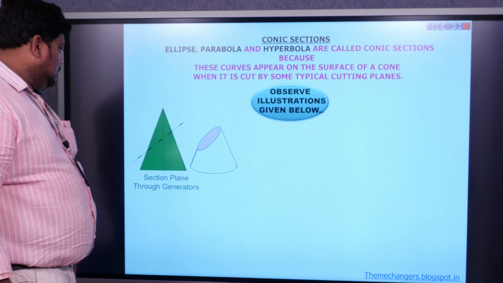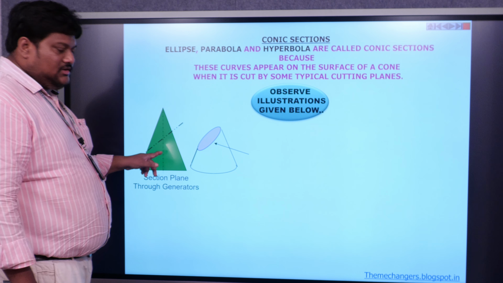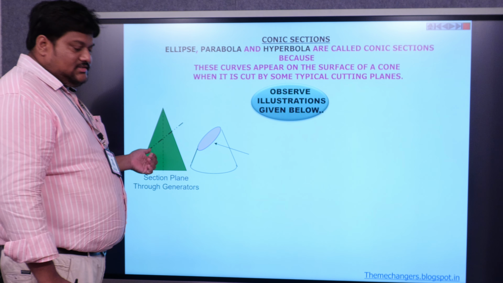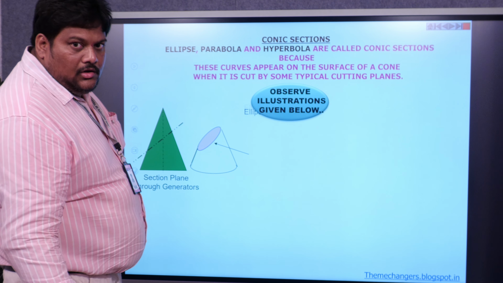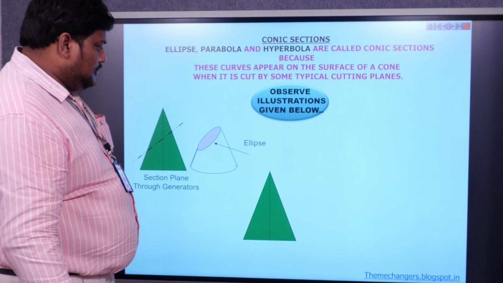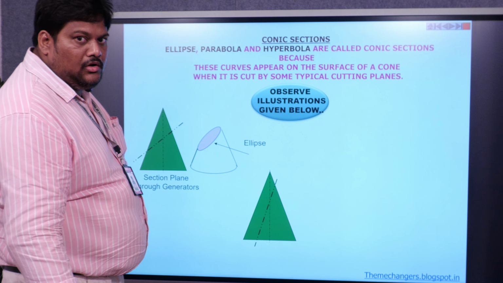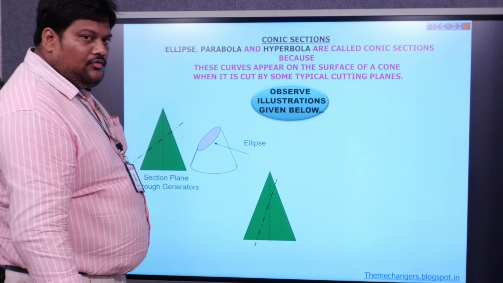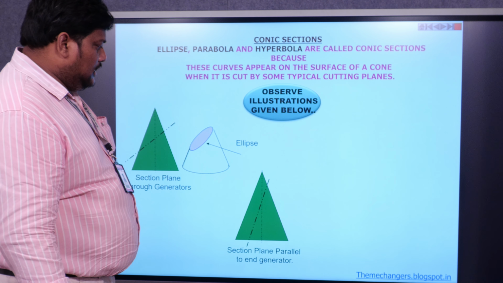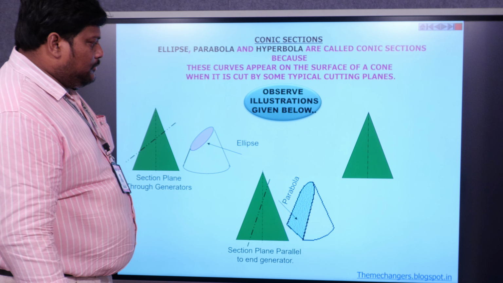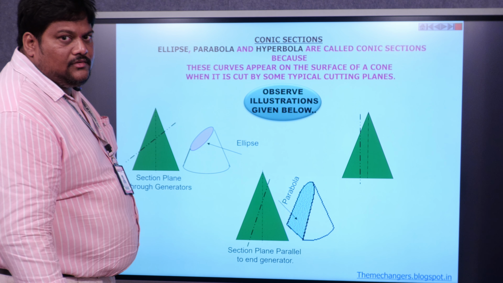Now see that in the conic section we have the ellipse sectional plane. This is the cone which is cut by all the generators, and the section passing through the axis is nothing but an ellipse. In the parabola, the cut section is inclined to the axis and passes through one of the generators, then it is known as a parabola. And the hyperbola is parallel to the axis and cuts only one generator, then it is known as a hyperbola.